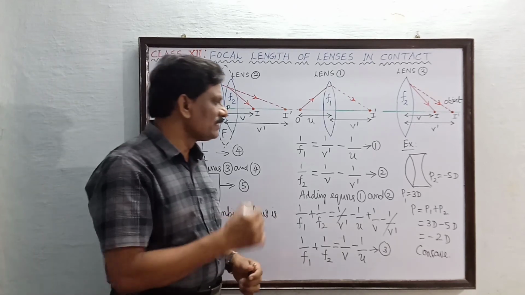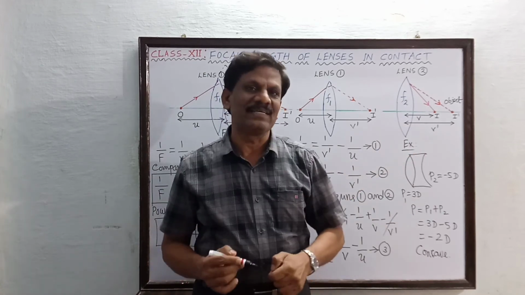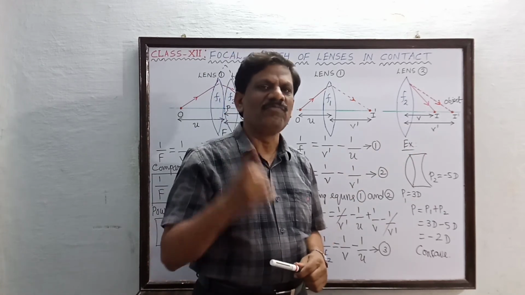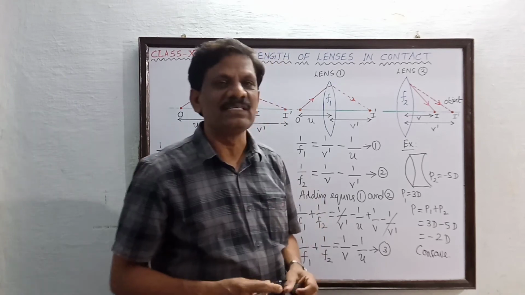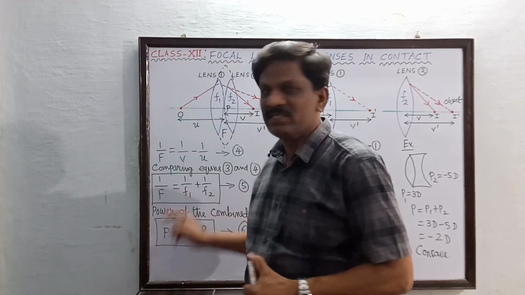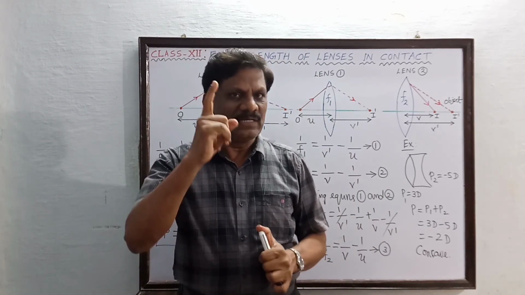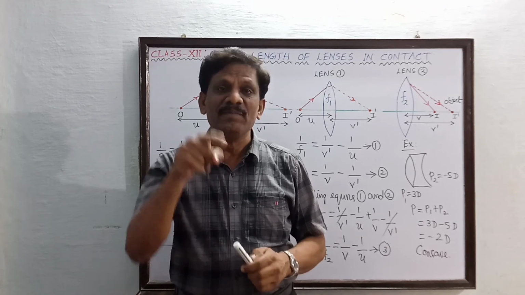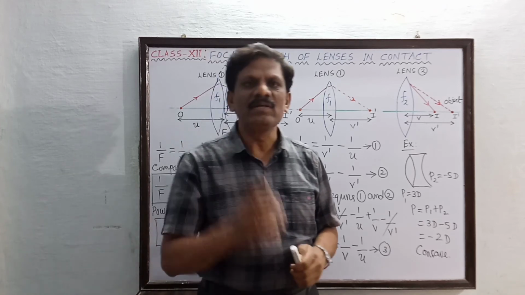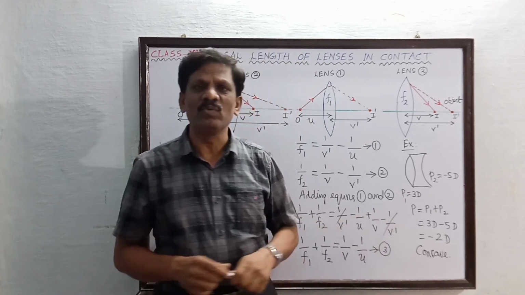Using this, so many numerical problems like this will be asked in the competitive exams. Suppose the focal length is given in centimeters, here you should take additional care. When the focal length is given in centimeters, you have to convert it into meters because the reciprocal of the focal length in meters is equal to the power in diopter. So take care. I hope you must have understood well. Fine.